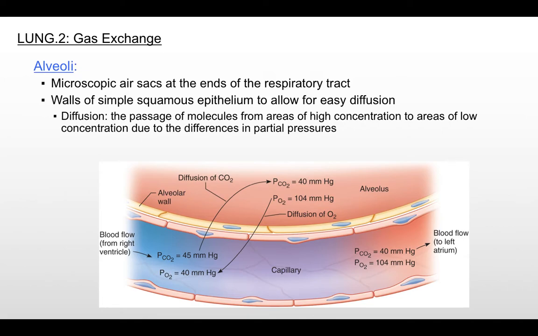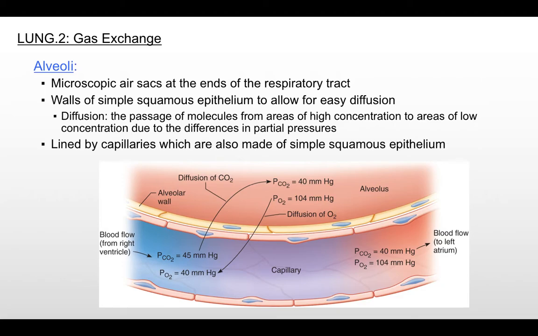To remind you, diffusion is the passage of molecules from areas of high concentration to areas of low concentration. In this case, it's due to differences in partial pressures. So we can see in the alveolus and in the capillary, for instance, at the beginning, the pressure of carbon dioxide in the blood is greater than it is in the lungs. So carbon dioxide is going to diffuse from the blood into the lungs. That's good because then we can breathe it out every time we exhale.